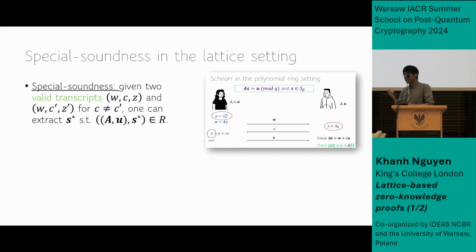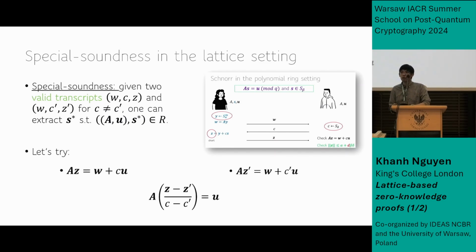What we can do is write down these verification equations as before. So then, as before, I extracted something which seems similar to the witness: A times (Z minus Z prime) divided by (C minus C prime) is equal to U. But what are the problems here? Yep, the norm. Yes, the answer was the norm, but even before that, the question is whether C minus C prime is invertible.